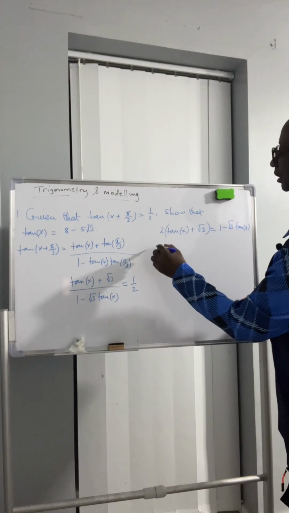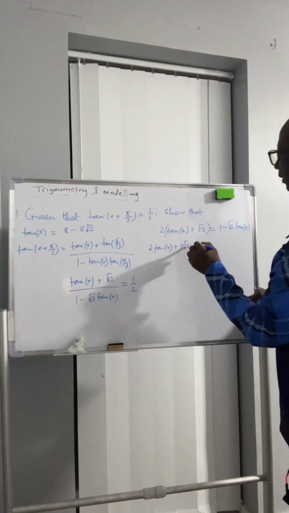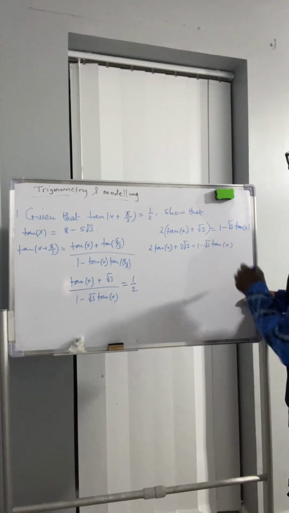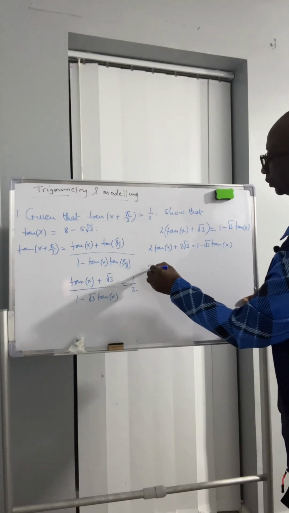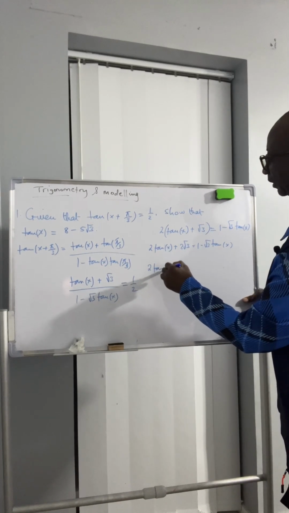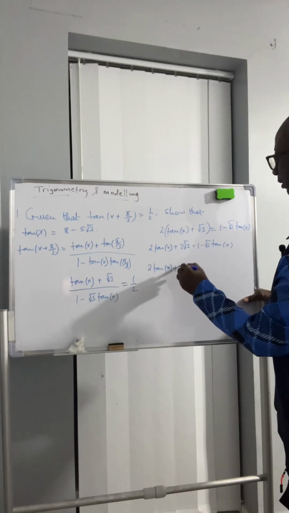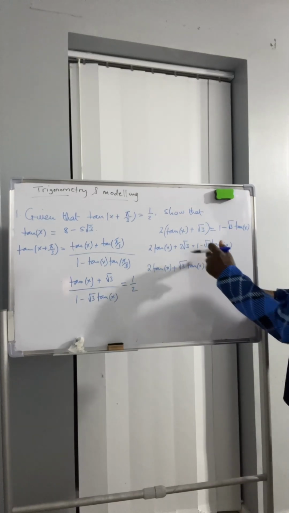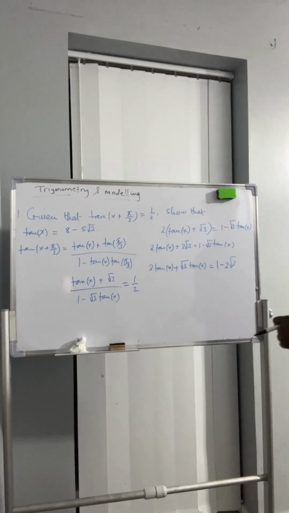So let's expand this. This gives you 2 tan x plus 2 root 3 equals 1 minus root 3 tan x. So let's bring the tans together. Here you have 2 tan x. I'm bringing this over here, so if it comes to this side, it will be plus root 3 tan x. This is now equal to 1, which still remains, and I'm bringing this one here, minus 2 root 3. I'm just collecting like terms.